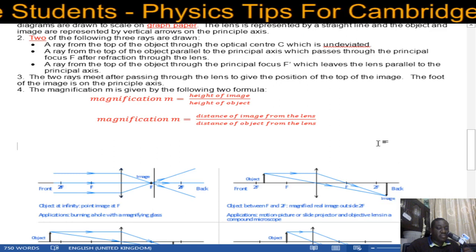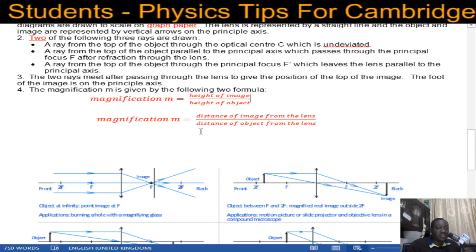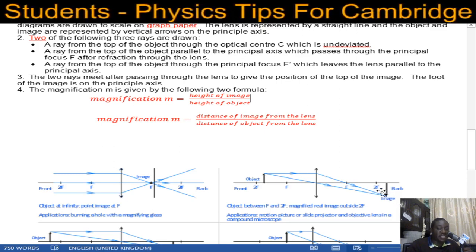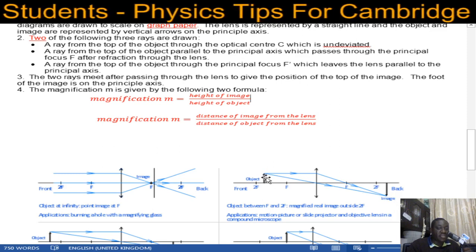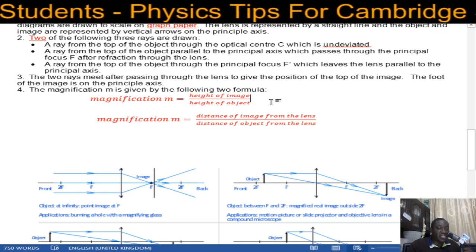Now, magnification is the height of the image divided by the height of the object. So like I said, you measure the height of the image, measure the height of the object. So height of image over height of object will give you the magnification.